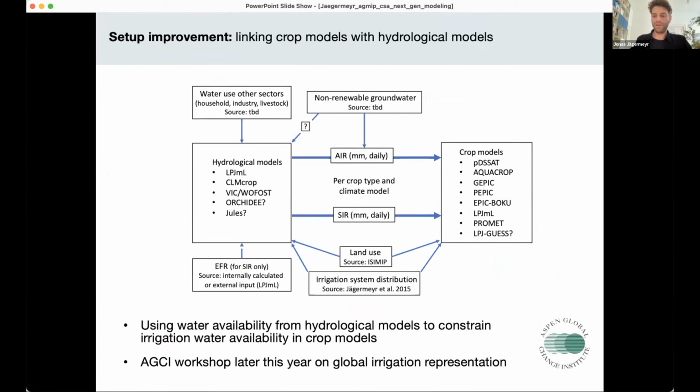Now, a completely different story, but that's also important in constraining our crop models, is the water availability in crop models. So we are trying to link crop models that have no representation of surface water with those ecosystem type models that run river routing to constrain the irrigation water availability in crop models and have a better understanding of future irrigation water constraints and requirements.